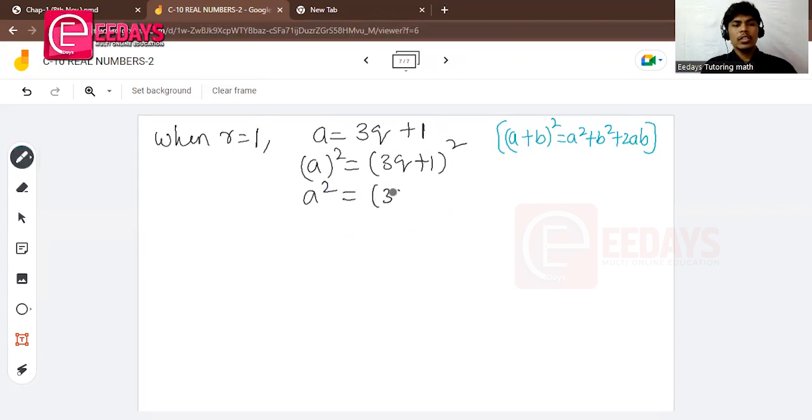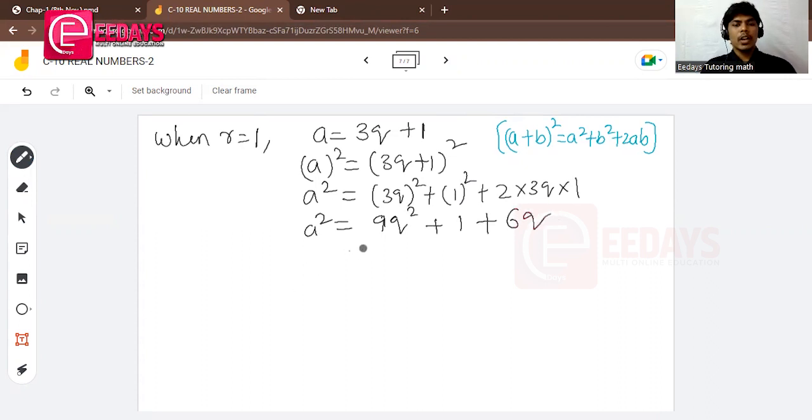So you get 3q whole square plus 1 square plus 2 into 3q into 1. So a square is equal to 3q whole square, which is nothing but 9q square, plus 6q plus 1. We need to prove that it is mandatory, that's why I'm solving all these things. Now observe carefully: 9q square plus 6q.